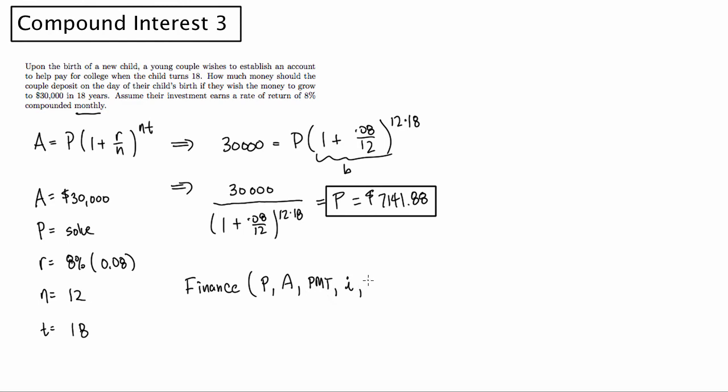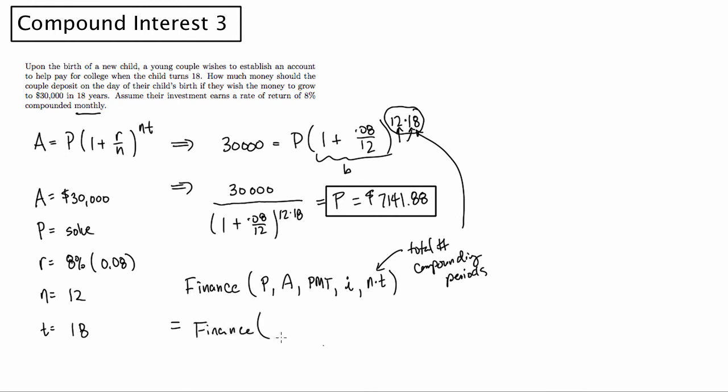And then it takes n times t, which is the total number of compounding periods. So n times t is the total number of compounding periods. It matches the exponent here. So the total number of compounding periods is 12 periods a year for 18 years. So when we calculate the finance command answer for this problem, n times t is going to be 12 times 18. All right, so I guess we'll move from right to left.